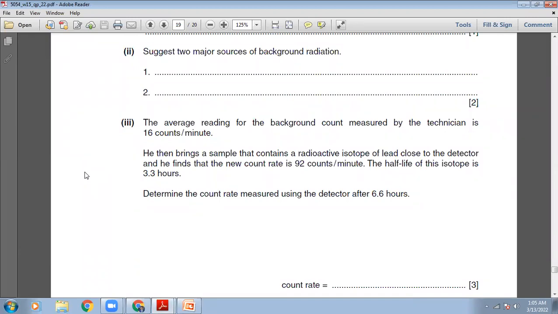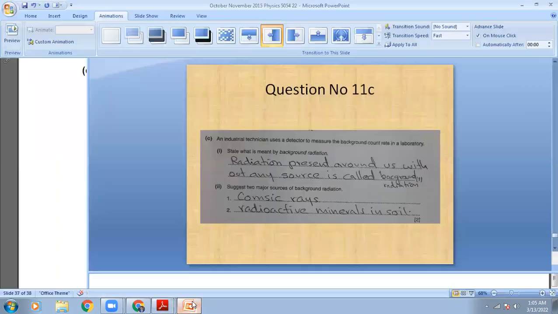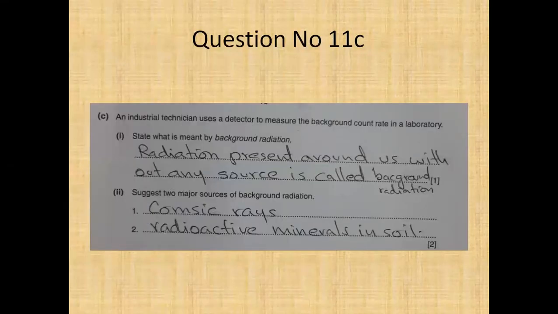One source is the cosmic rays, the radiation which is coming from the outer space onto the earth or into the earth. So that's the one source, and the other source can be, there might be some minerals in the soil in that locality, which is causing the background radiation. There can be many reasons. Okay. So two separate sources, for example, rocks, for example, radon and ground, outer space, for example, cosmic rays, man-made sources, for example, nuclear waste or nuclear fallout. So that is our answer. I hope you can note down this answer.